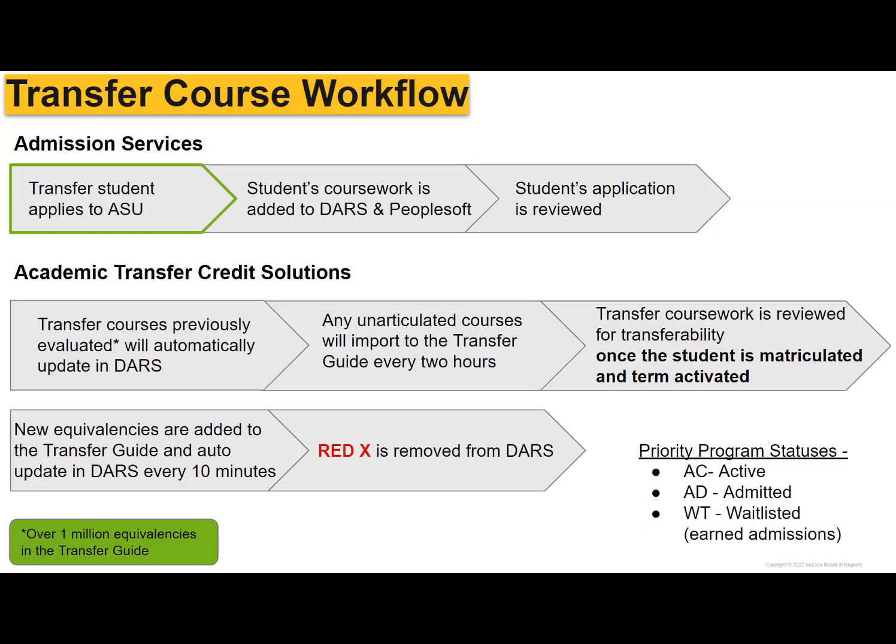The biggest thing to be aware of is that as these things are all happening, we're trying to do them in real time. So we actually won't look at these students until they're matriculated and they've been term activated. You'll notice at the bottom, I put some priority program statuses we look at. So that's active, admitted, or waitlisted, which is our earned admission students. So that's when we're actually going to take a look at everything and start to evaluate if we need to.